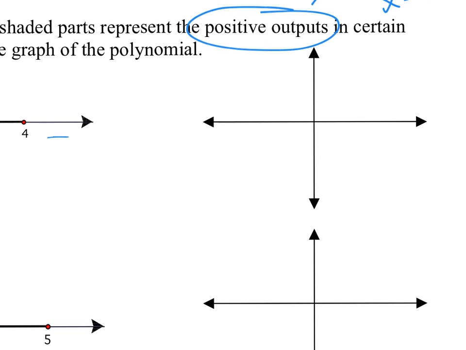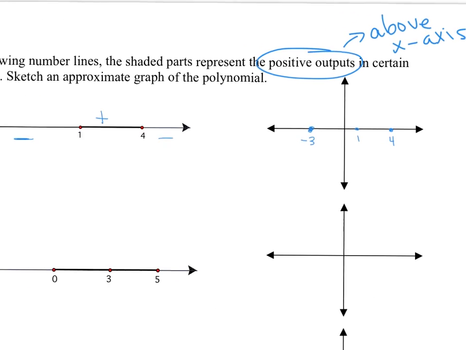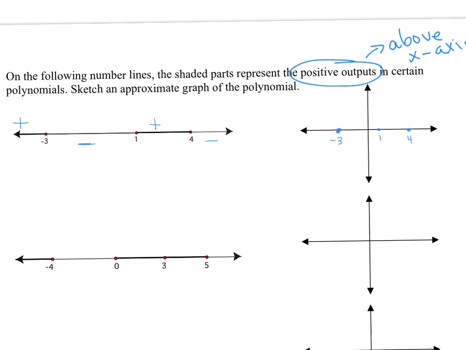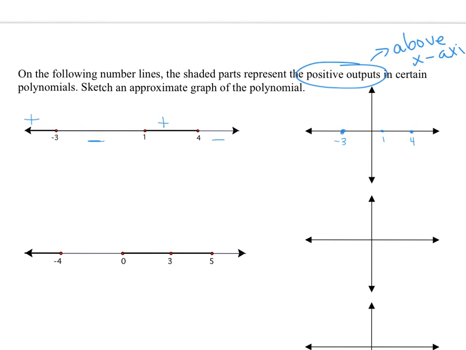So I'm going to plot those intercepts on my graph. Bring it over here. And again, this is just a sketch, so I'm just going to approximate where my x-intercepts are. So 1, 4, and -3. Now if I look at my number line, I have a plus sign to the left of -3. So that means my function is going to be coming from above the x-axis. So it'll look something like that.